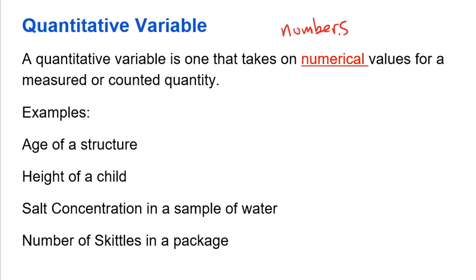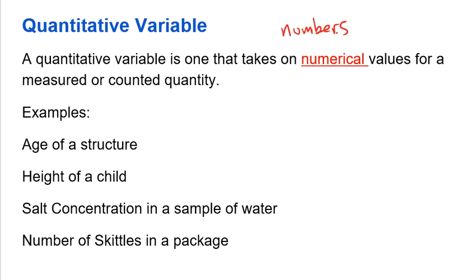The height of a child, that child is 18 inches tall. That child is 30 inches tall. That little baby's only 21 inches tall. Whatever. The height of a child, that's a number. You measure that, right? Salt concentration in a sample of water. Maybe you get a sample of water, you do some type of test. I don't know, some scientist can test. Oh, there are 15 parts per million of salt in that water, whatever the heck that means, right? But it is a number and it got measured.